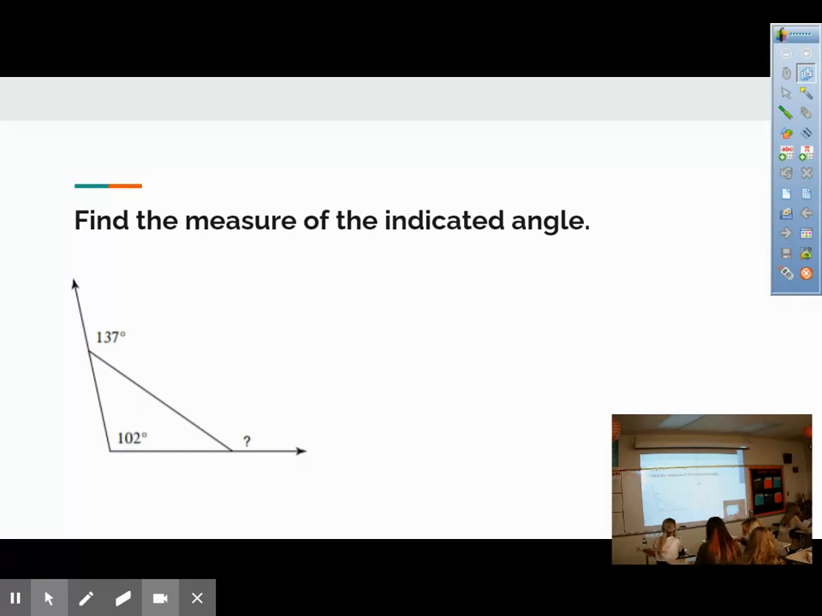Wait, so it doesn't just subtract? 137 minus 142. And then you're trying to find that angle, so you have to do 180 minus 145 is 35. And then you find like 35.